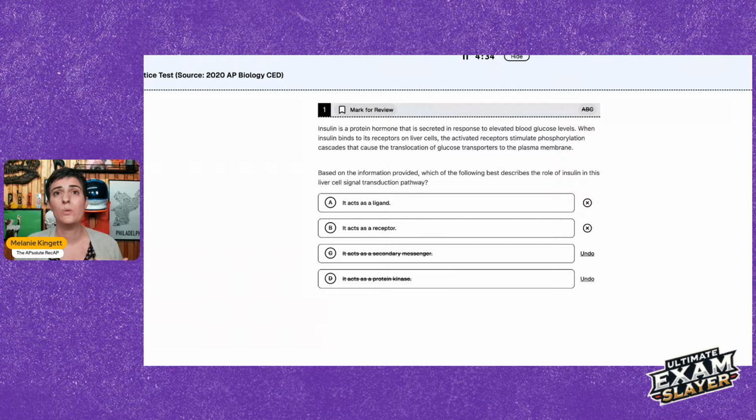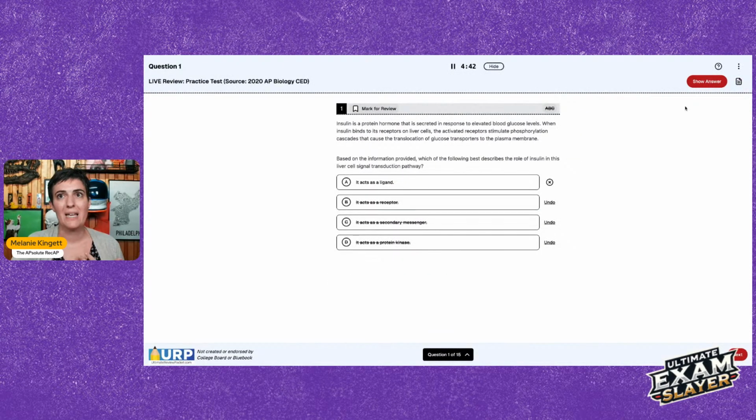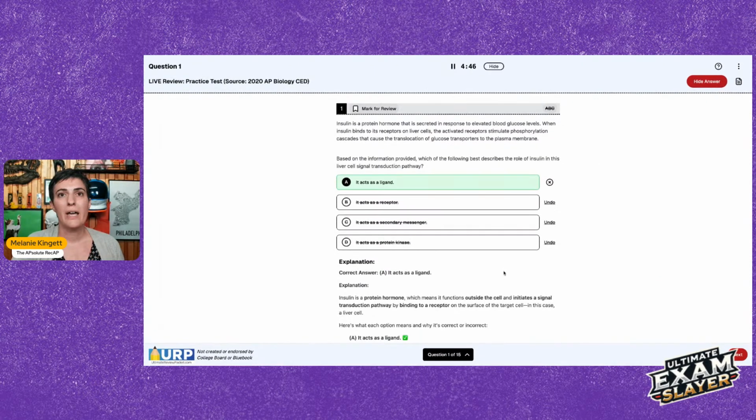So it's a ligand or it's a receptor. Well, I see it has to be a ligand and not a receptor. And the reason, because it's the molecule that's binding. So I'm going to choose A. And just for the sake of it, let's click answer and explanation.